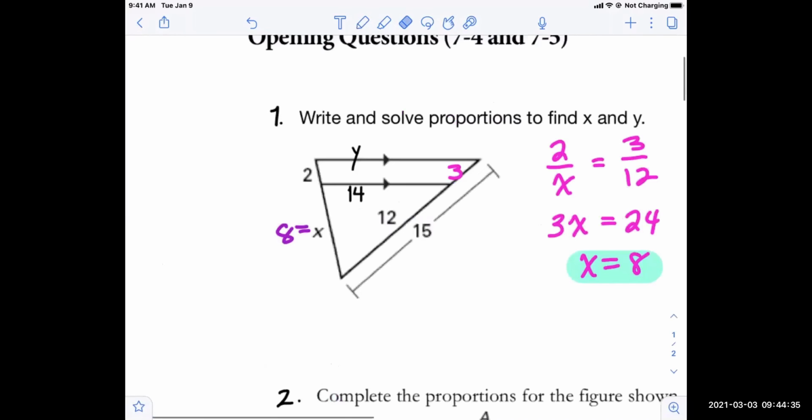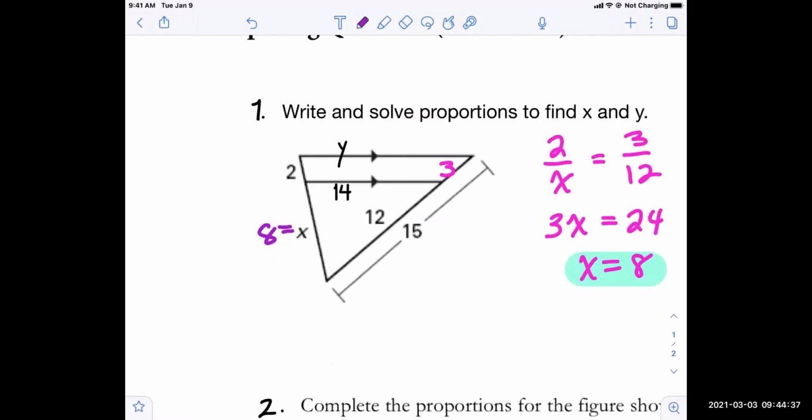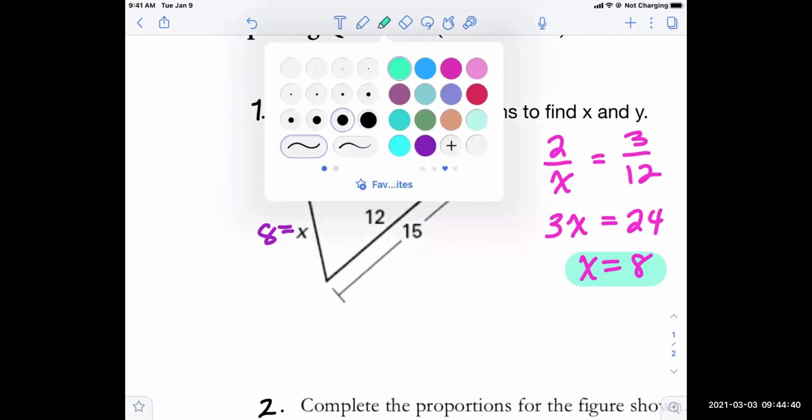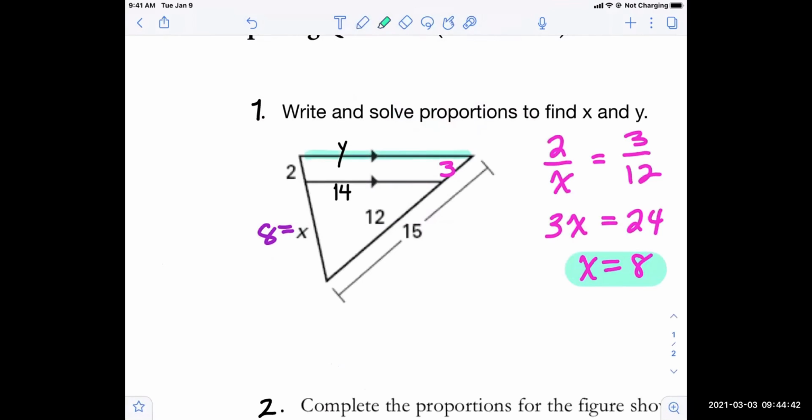Jake? Why would it be 8 equals 2 over 8 is y over 14. Okay. Every single time that you use the parallel segments, you have to think about similar triangles. 2 is not a side of a triangle.